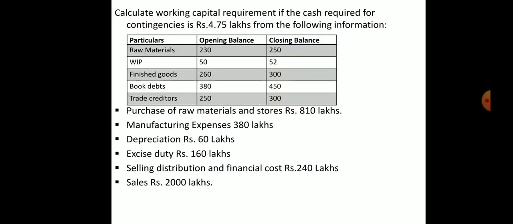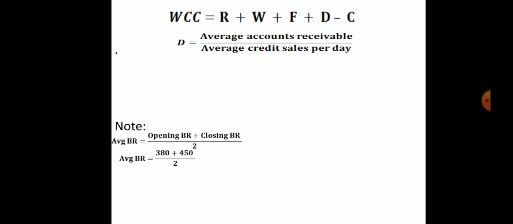Here they have given book debts, it means debtors. It means the company will get that money in the future. So it's on credit basis. Opening balance and closing balance they have given 380 plus 450. So you have to add this. You'll get 830 divided by 2. So 415. So average accounts receivable in the company is 415 lakhs.